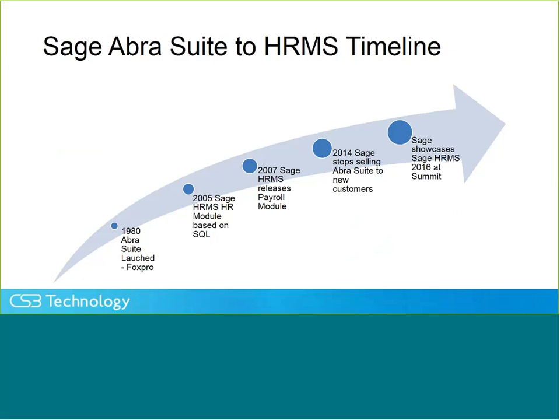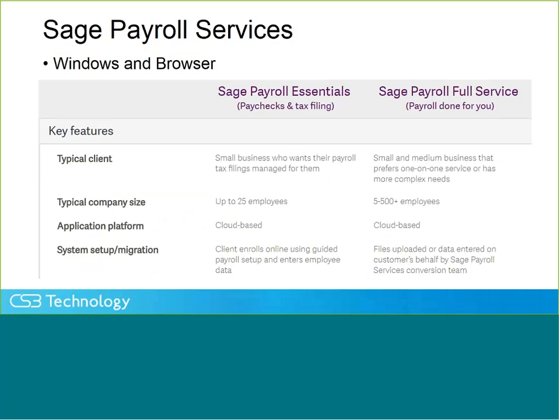All right, so we talked about Abra and we talked about HRMS. Now I want to move towards a couple of other services or programs that Sage offers that may not currently be in CS3's portfolio, but we want to make you aware of them so that you can get an idea of what's out there. And the first one is Sage Payroll Services. Sage acquired a payroll bureau, so they actually do the entire payroll for you. There's two options there. You have your Payroll Essentials, which is really just up to 25 employees, and they're both cloud-based, browser-based. And then you have the full service that's anywhere from 5 to 500 employees. And so it's payroll only. There's no HR functionality really at all there, but we wanted to make you aware of that.